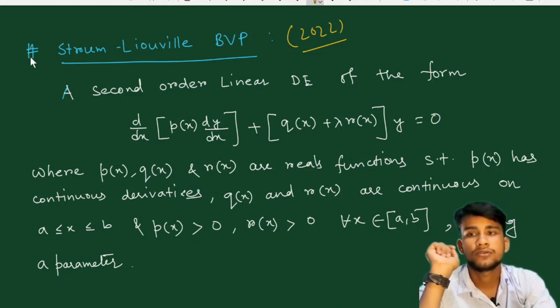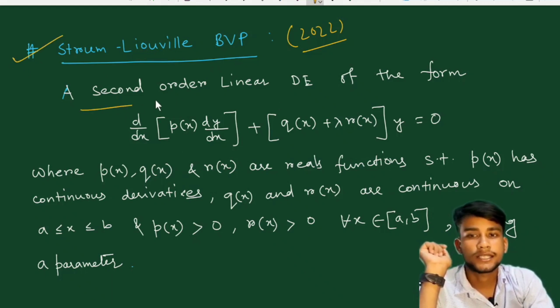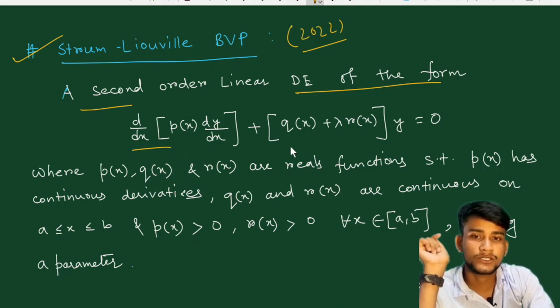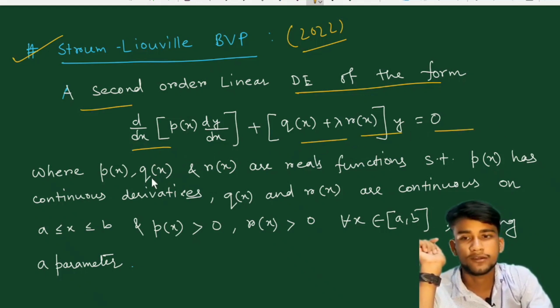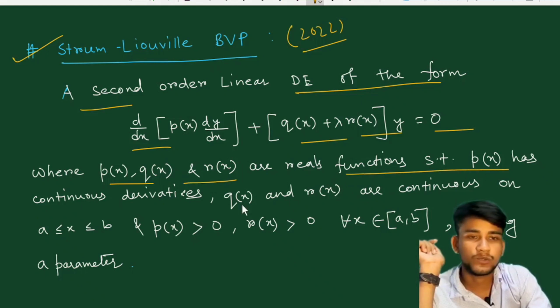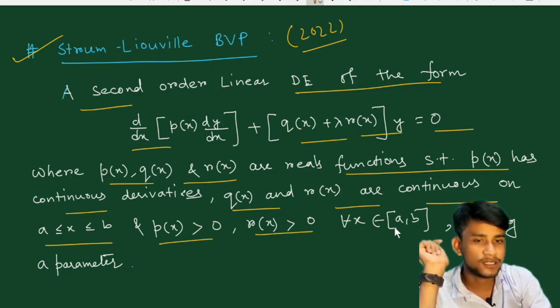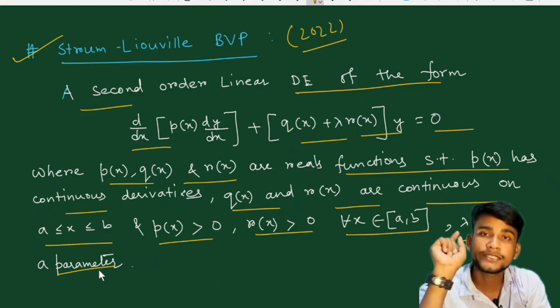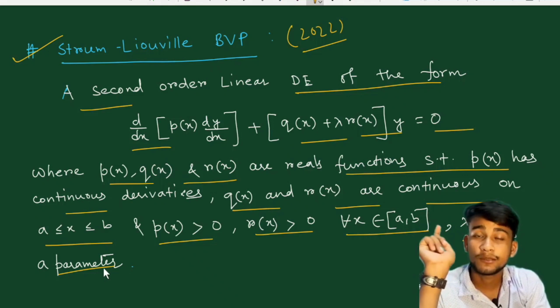A second order linear differential equation is of the form d/dx of p(x) dy/dx plus (q(x) plus lambda r(x)) y equal to 0, where p(x), q(x), r(x) are real functions such that p(x) has a continuous derivative and q(x) and r(x) are continuous on this interval, p(x) greater than 0 and r(x) greater than 0 for all x belongs to (a, b), lambda being a parameter. So this is called the Sturm-Liouville problem, and we all read the Sturm-Liouville problem in BSc mathematics.